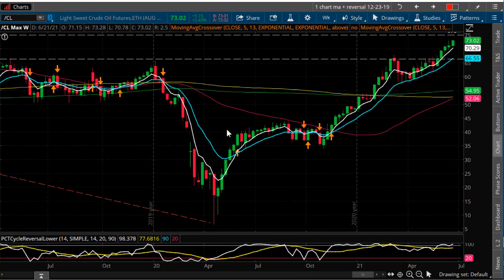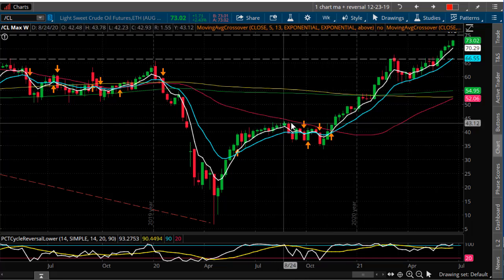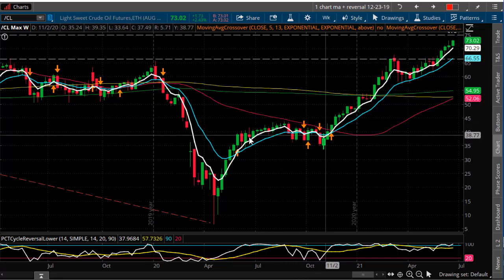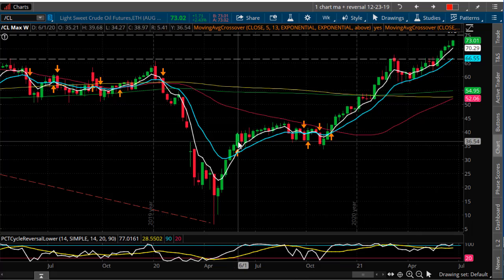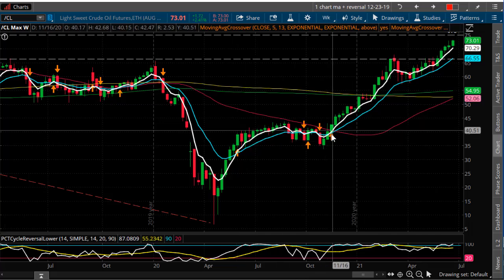Now here's an example of crude oil. You can see it was in a sideways price coiling action, a consolidation phase, right here. So you can see crude oil from June of 2020 right here, it was sideways, and then it finally triggered and kicked to the upside on this 513 cross.